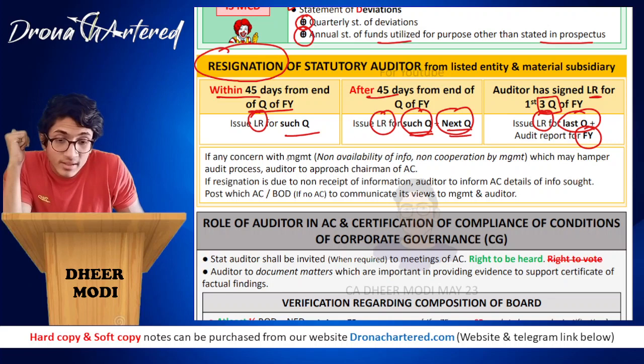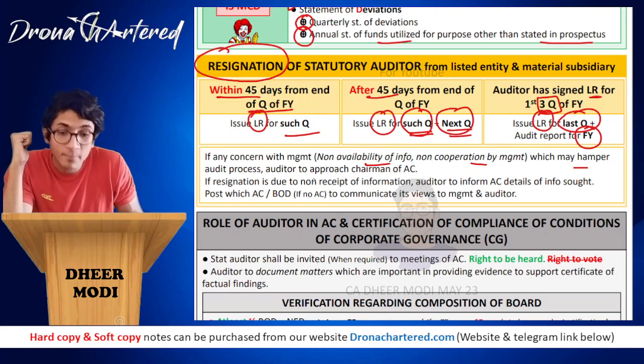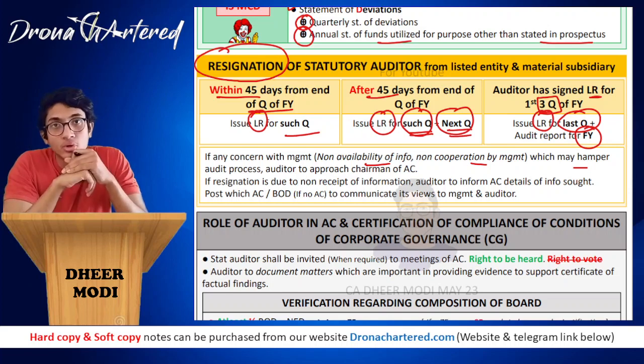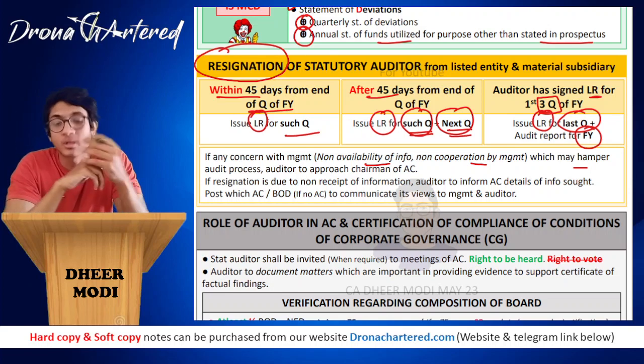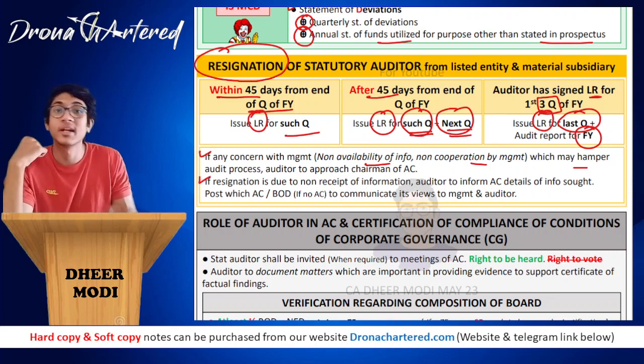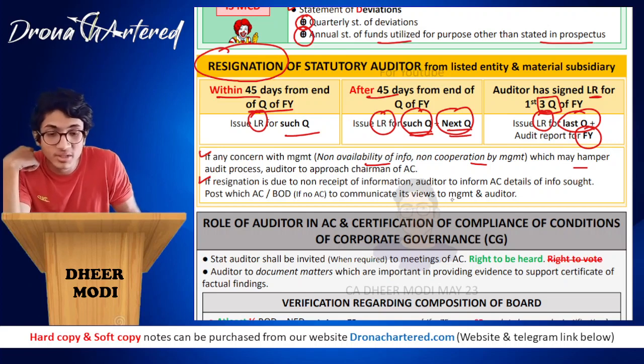Okay. If there is any concern with management, that means non-availability of information, or if the management is not cooperating, which may hamper the audit process, the auditor can approach the chairman of the audit committee. He can go to the chairman of the audit committee and tell him his concerns. Next, if resignation is due to non-receipt of information, that means he has resigned because the client was not giving him any information.